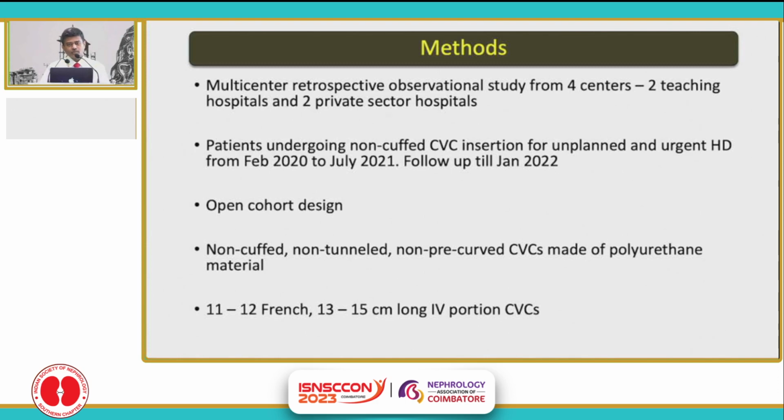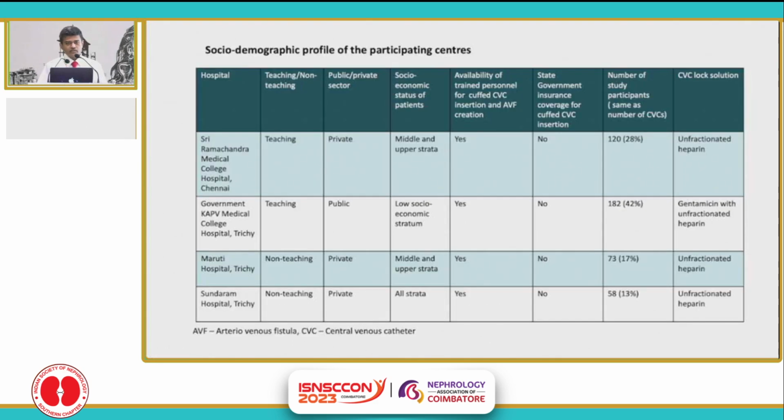This multi-center study was done across 4 centers. Patients undergoing non-cuffed central venous catheter insertion for unplanned and urgent start hemodialysis from February 2020 to July 2021 were included. Follow-up lasted till January 2022, and we used an open cohort design. In these centers, non-cuffed, non-tunneled, non-pre-curved CVC made of polyurethane material was used. The internal diameter of the catheter ranged from 11 to 12 French, and the intravenous portion measured 13 to 15 centimeters, depending on the vein that was cannulated.